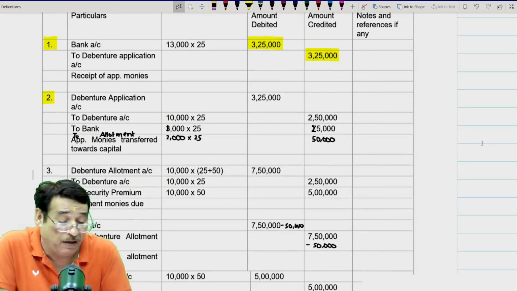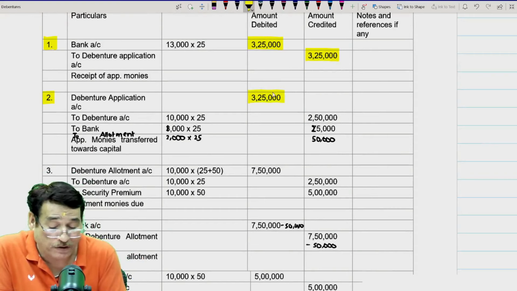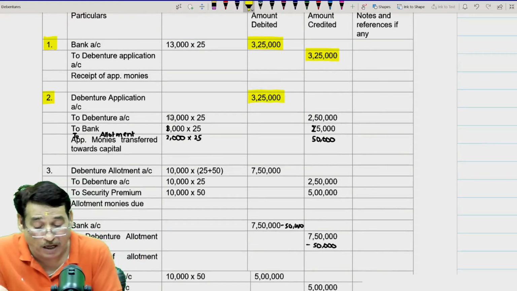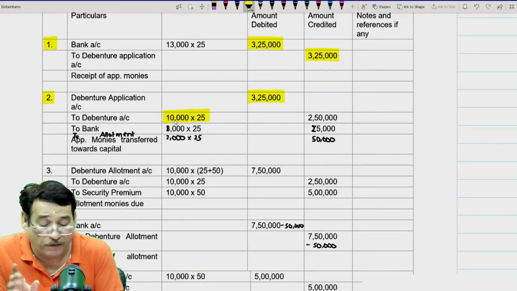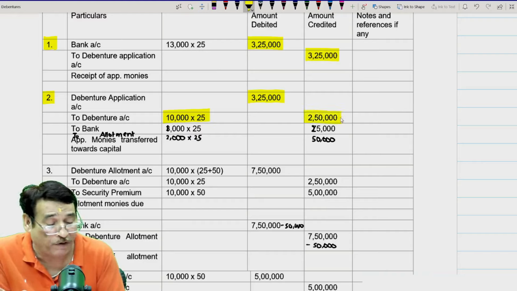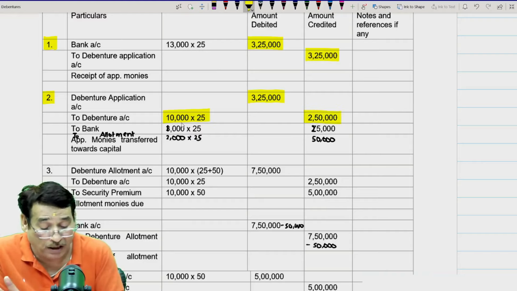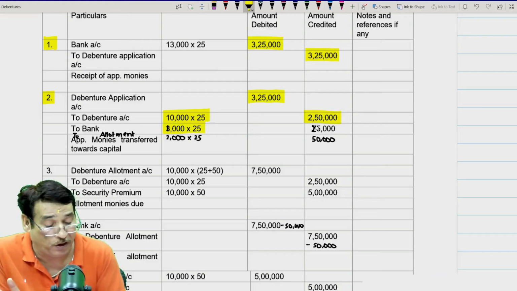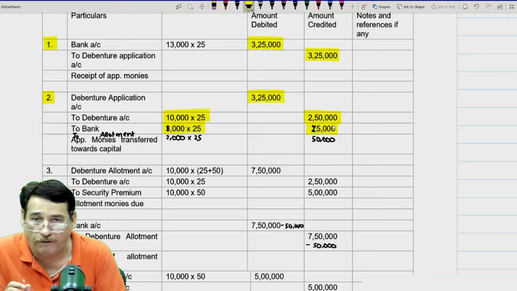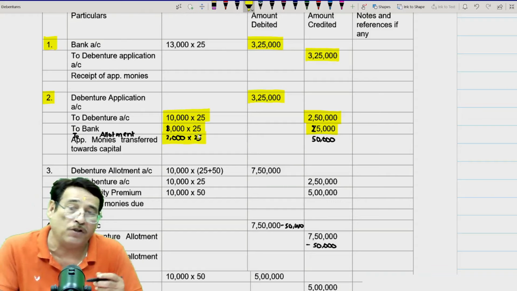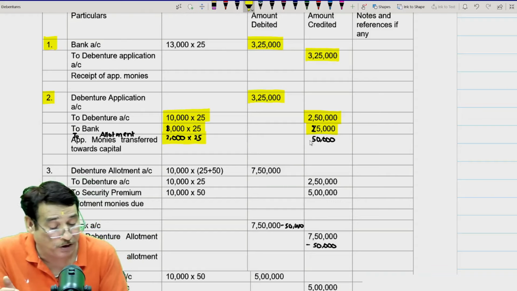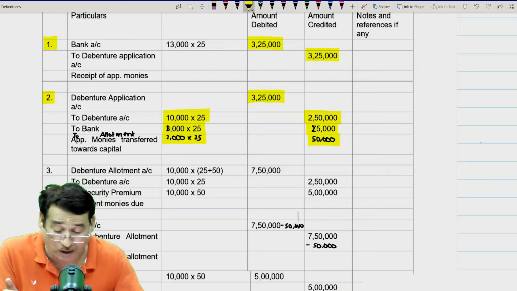In order to adjust the application money, I will first of all write debenture application account. I will transfer to debentures. Whenever we are going to transfer, always take the number of debentures issued, 10,000, rate is 25, 2,50,000. Now, as per the working, we have refunded 1,000 debentures to bank, 1,000 into 25, 25,000 will be refunded. And then I will write to allotment because 2,000 debentures have been taken to allotment. So 2,000 into 25, 50,000 you are going to write.